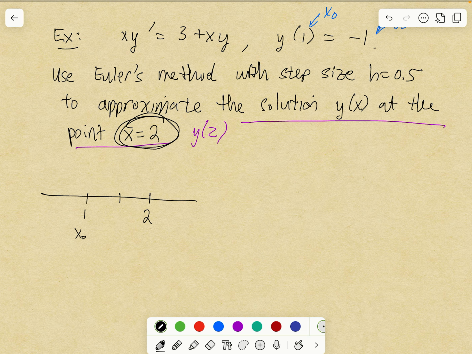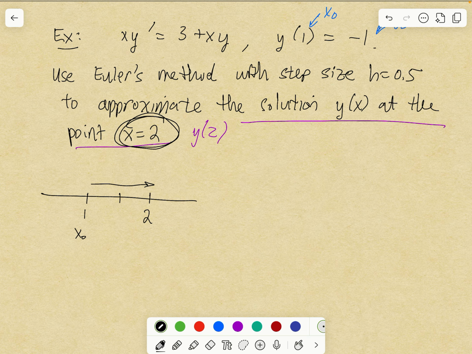So how many steps are you going to take? Well, you're starting at 1. You're trying to end at 2. So how many units do you have to go to the right? 1, because 2 minus 1 is 1. So you're trying to go 1 unit, and each step is 0.5. So if each step is 0.5, how many steps will it take to go 1 unit? 2. So the number of steps is 2.